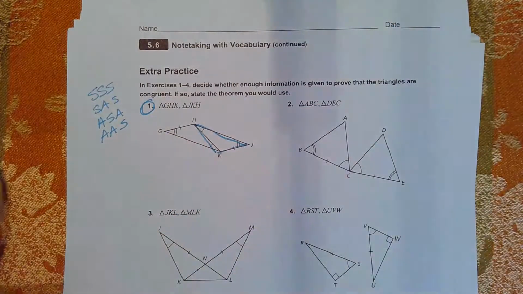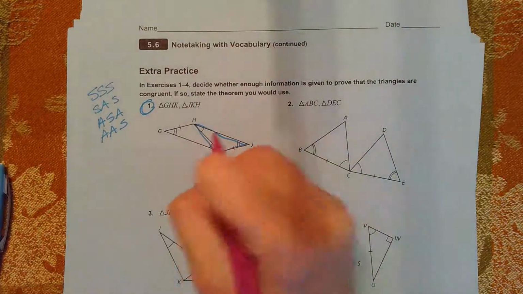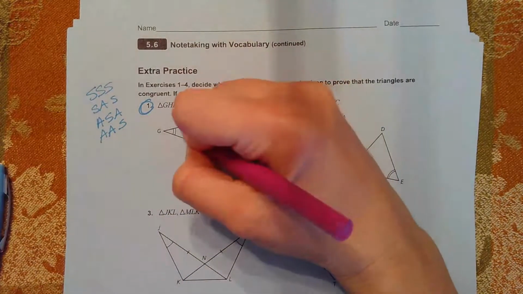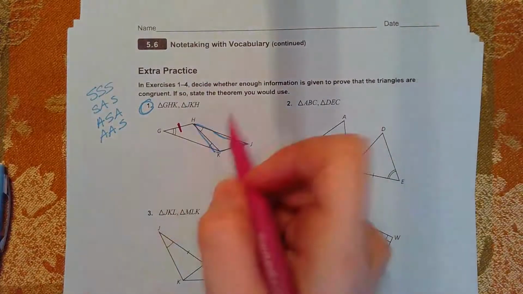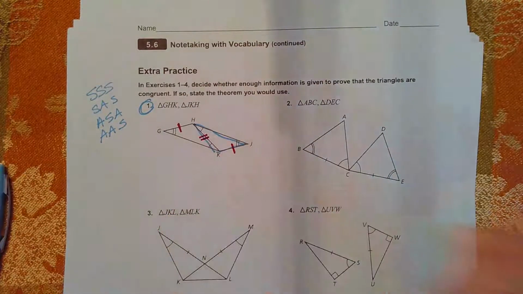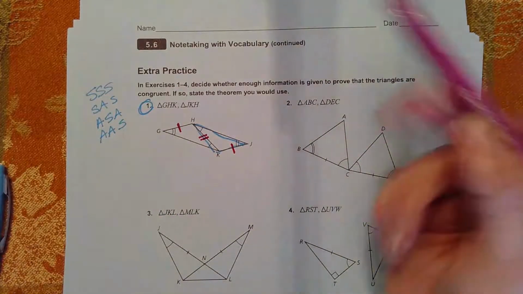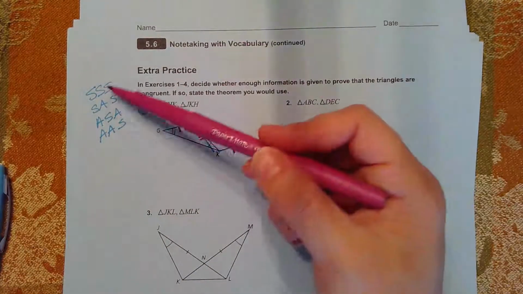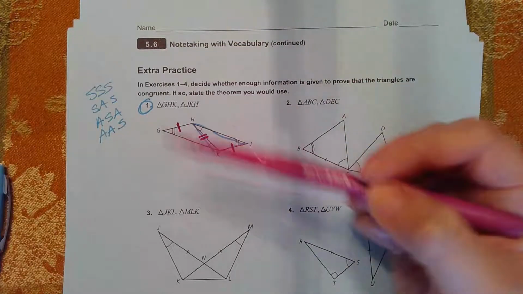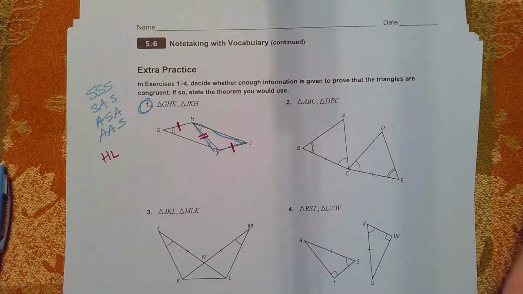So what they're going to do on this one is also pay attention to any of that hidden information. So remember, we have this side and this side are congruent, but we also know because of that reflexive property that this side is congruent. So given all of this information, do we have enough to prove with one of those theorems? Because I'm not going to use HL because of the fact that it's not a right triangle, so I don't need to worry about that one.